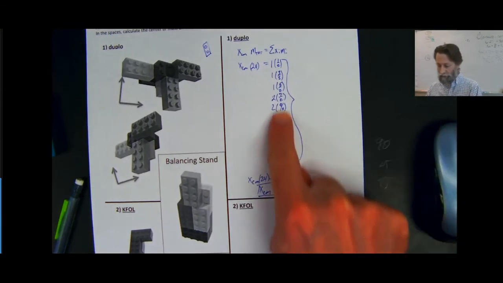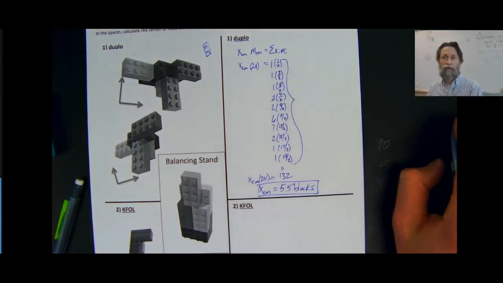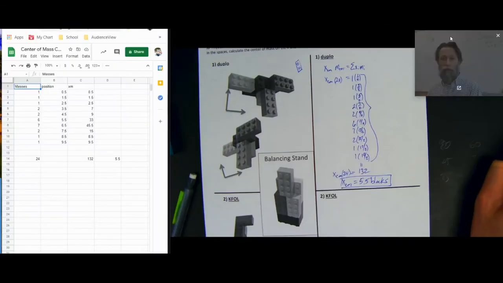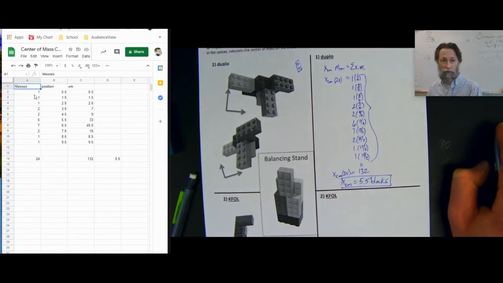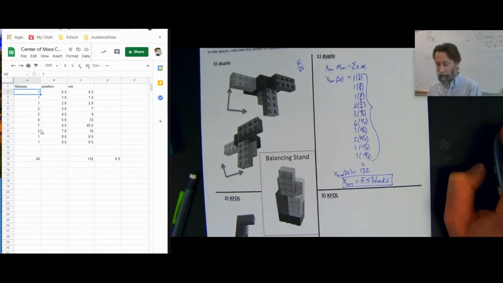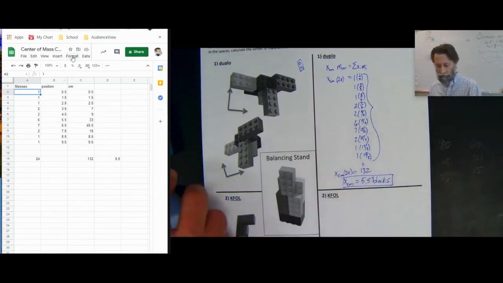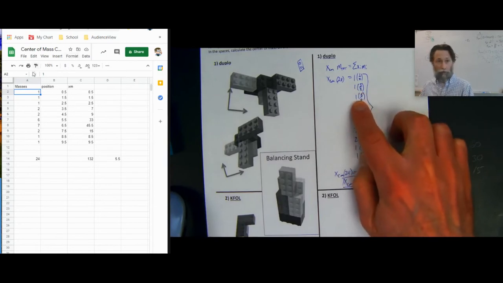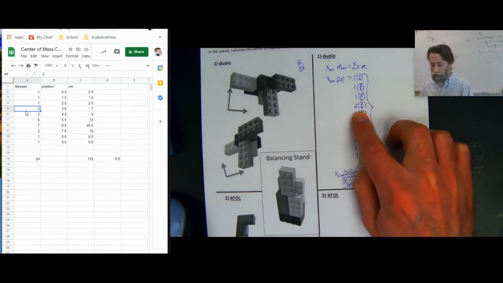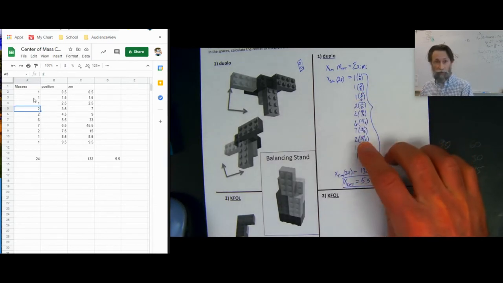I showed you the math values here of how you would calculate all those. If you remember in the last video, we used Excel also. I showed you how to do it with that. So I can literally take and plug these values in. So here's my 1, my 1, my 1, and then my 2, my 6, 7, 2, 2, 1.